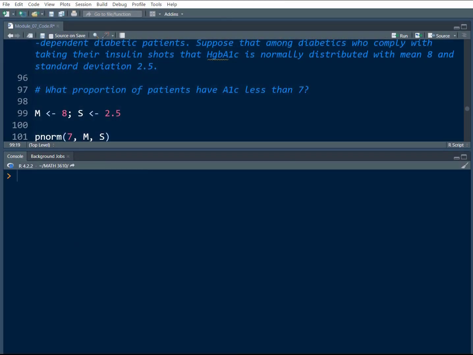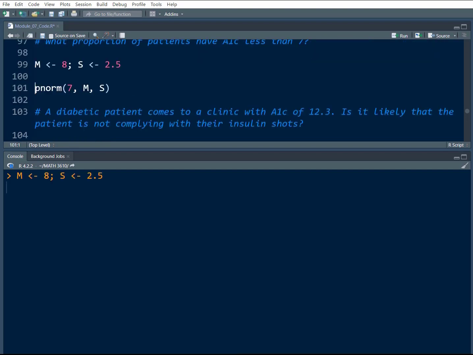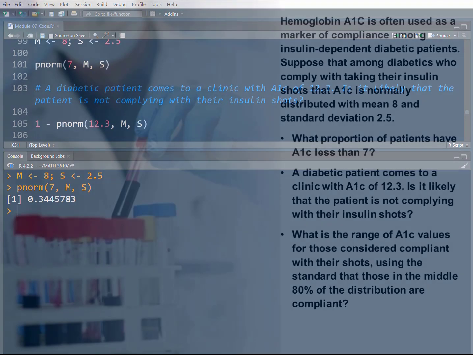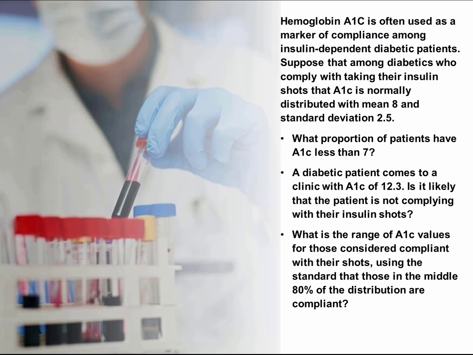Okay, so let's define m, the mean, to be 8, and s, the standard deviation, to be 2.5. The proportion of patients with A1C less than 7 is given by pnorm(7, m, s), which is 0.3446.